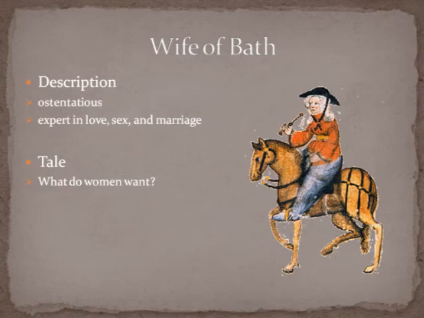She is deaf in one ear and has a gap between her front teeth, which was considered attractive in Chaucer's time. She tells a story that attempts to answer an age-old question. What do women want? Her tale insists on female dominance.